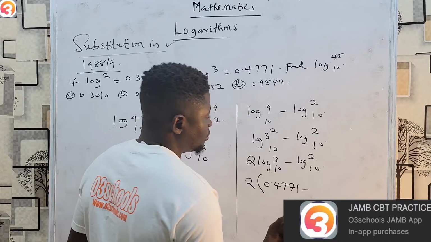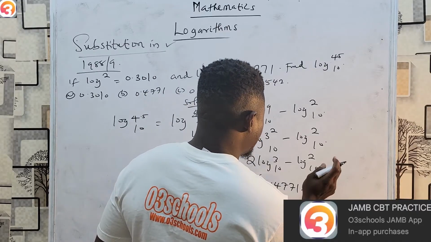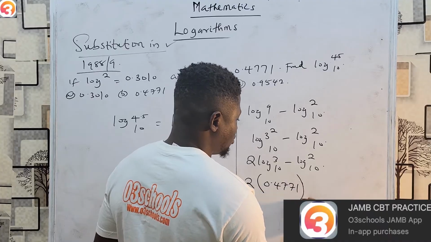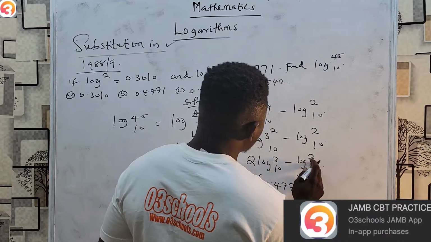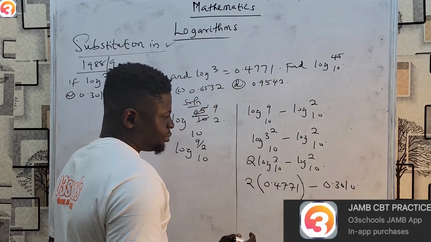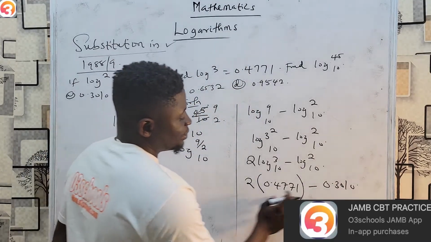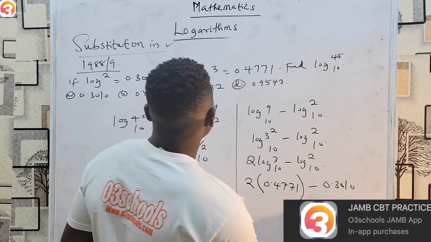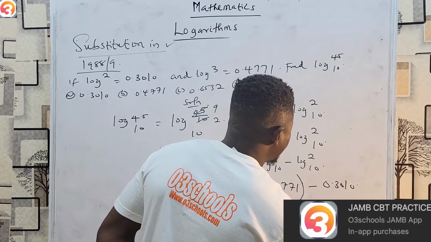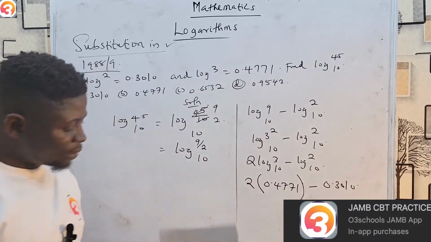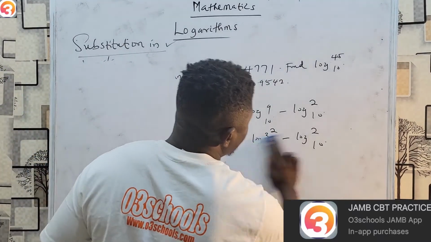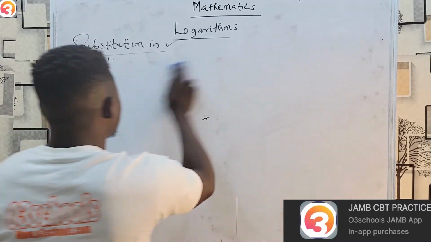0.4771 minus, okay, you have to close this because you are multiplying this by 2, then minus 0.3010. So if you multiply this and subtract this, your answer should be option C, 0.6532. All right, so that's the question and very, very easy to solve.